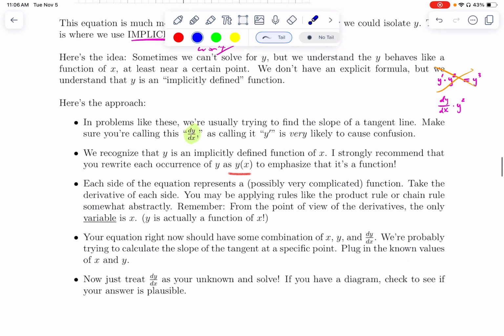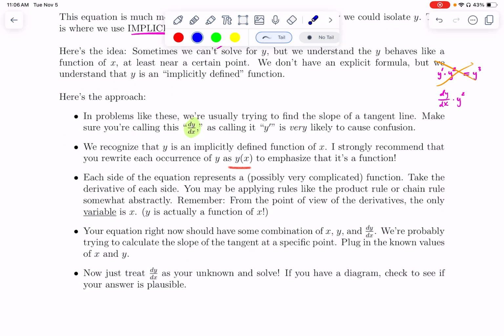So now I'll recap what we did again. We recognize that y is a function of x, so I rewrite it, at least temporarily, as y of x. I really want to make sure that at the derivative step, I'm recognizing that it's a function. You can switch it back after you've done that.